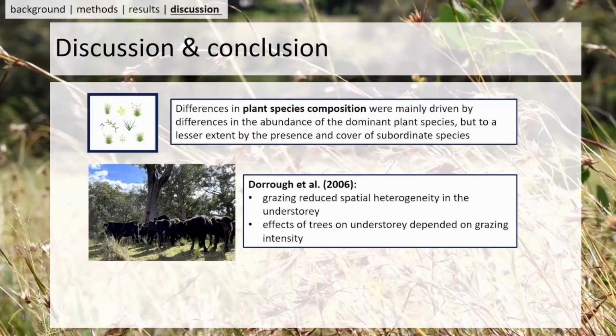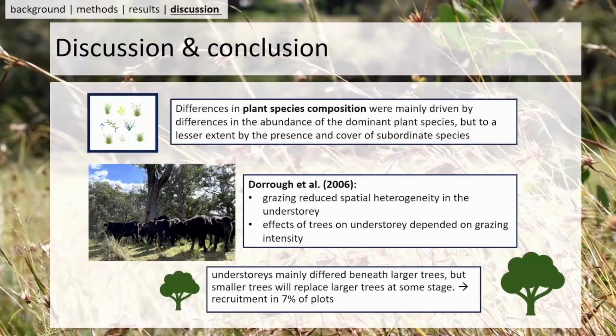Generally, I also found stronger effects on plant species composition beneath larger trees compared to smaller trees. This indicates that especially these large trees contribute to a large variety of microsite conditions. And also, in line with many other studies, large trees are highly important for biodiversity on farms, not only for flora, but also for fauna. But the smaller trees are highly important too, because many of the large trees are in decline across agricultural areas.